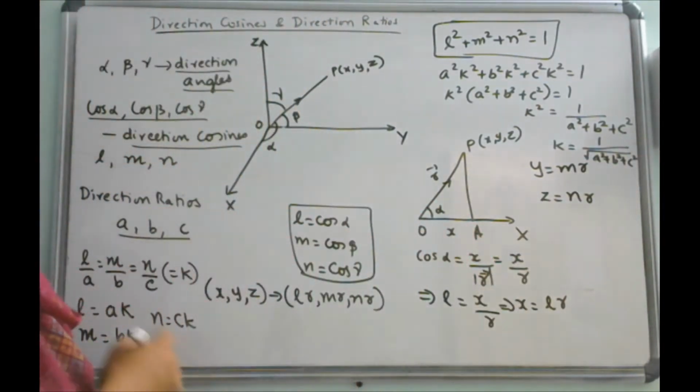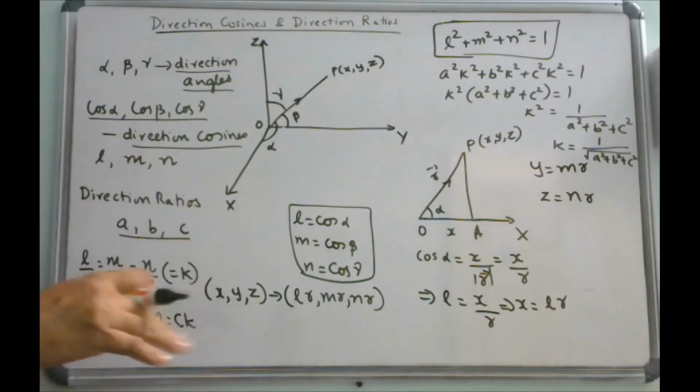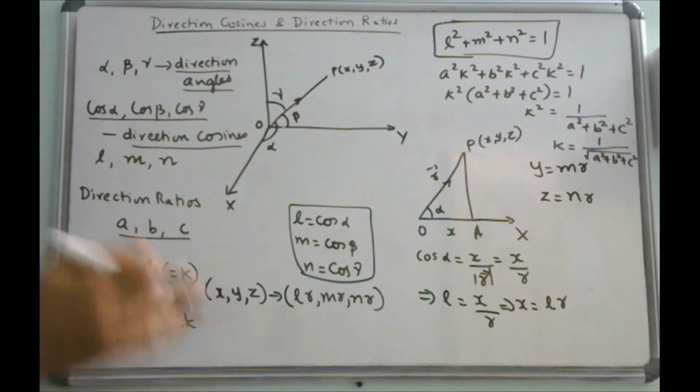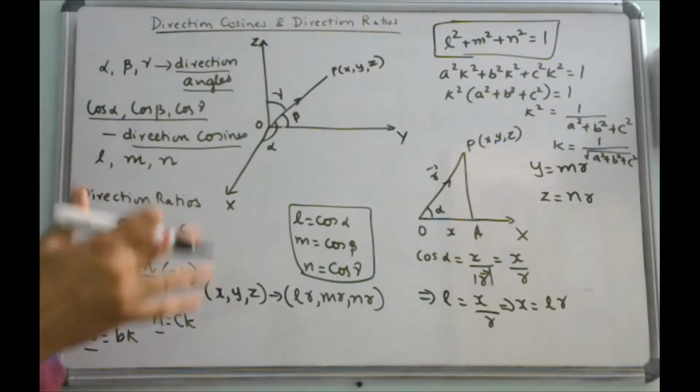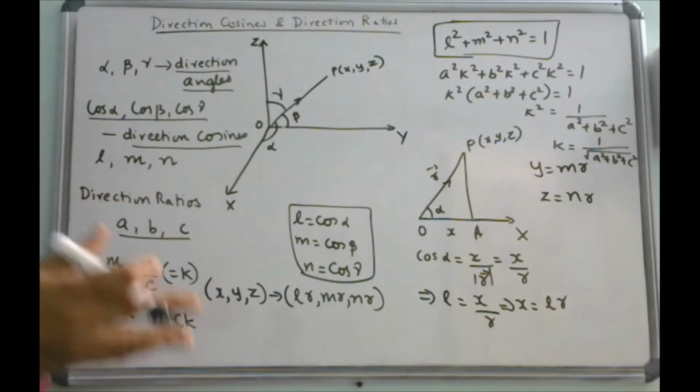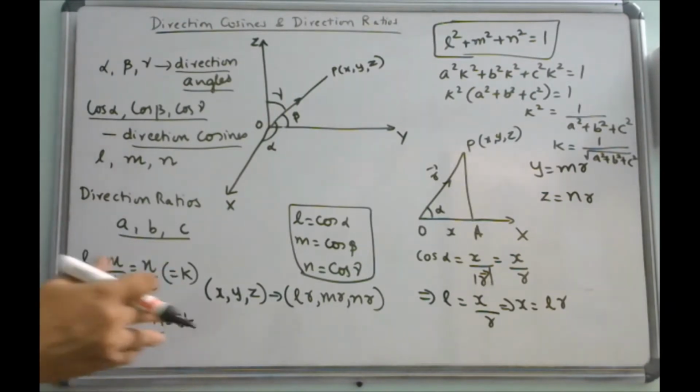So when we are writing l, m and n in terms of ak, bk and ck, this k can be substituted with that value, so that the result will become fully in terms of the direction ratios. Questions connecting these will be asked: you will be given the direction ratios and asked to write the direction cosines.